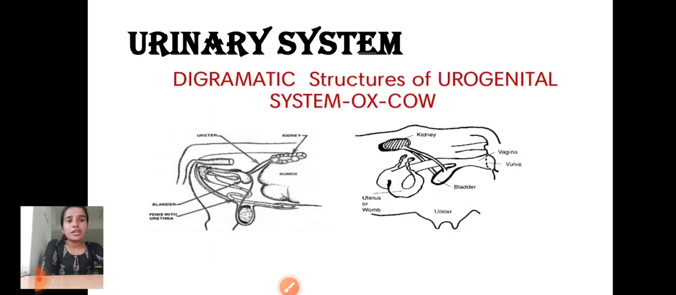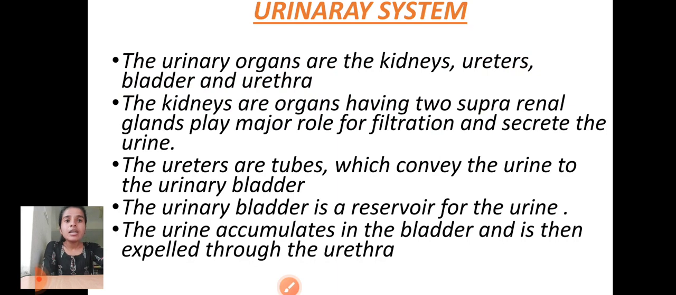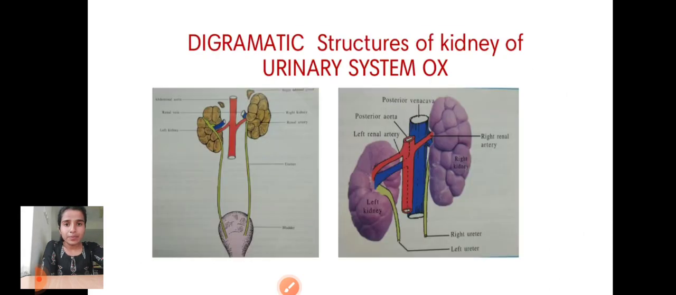Now coming to the urinary system. The urinary organs are the kidneys, ureters, bladder, and the urethra. The kidneys, with the two suprarenal glands, play a major role in filtration and secretion of the urine. The ureters are tubes which convey the urine to the urinary bladder. The urinary bladder is a reservoir for the urine. The urine accumulates in the bladder and is then expelled through the urethra. Coming to the diagrammatic structure of the kidney.